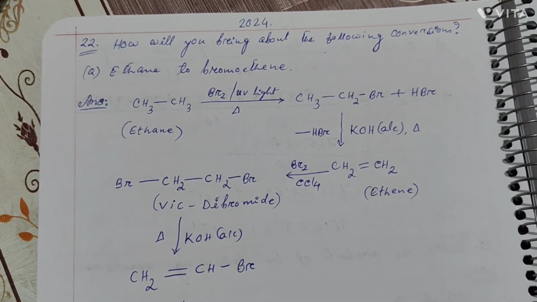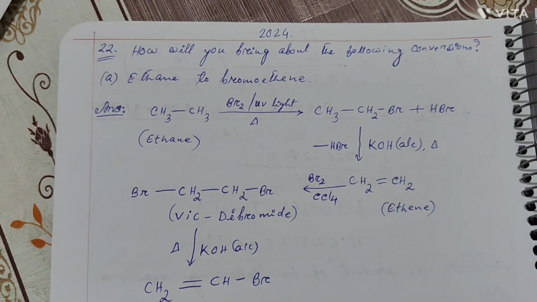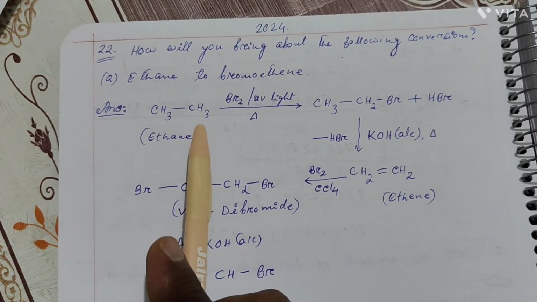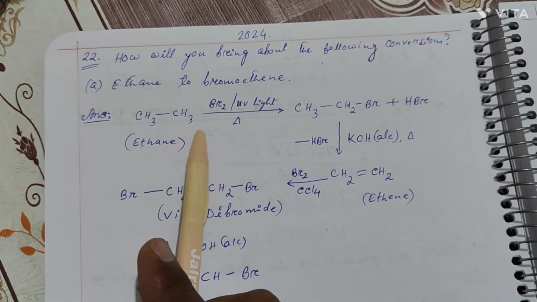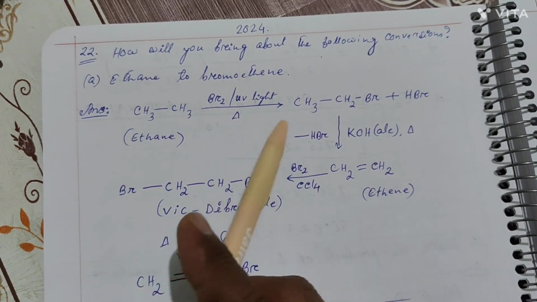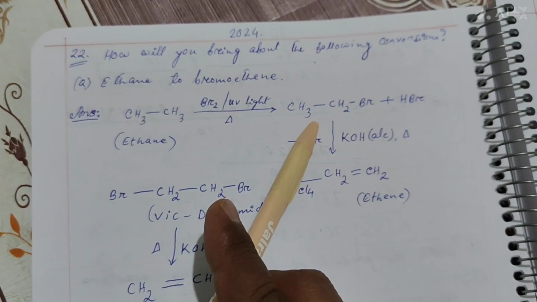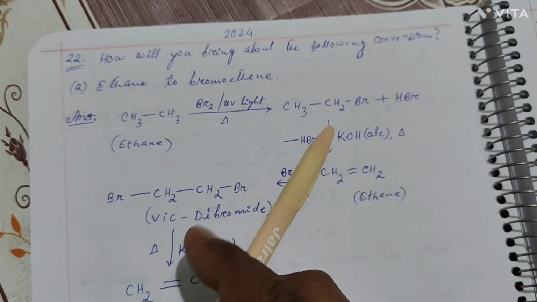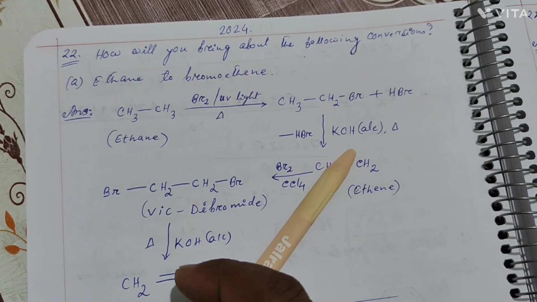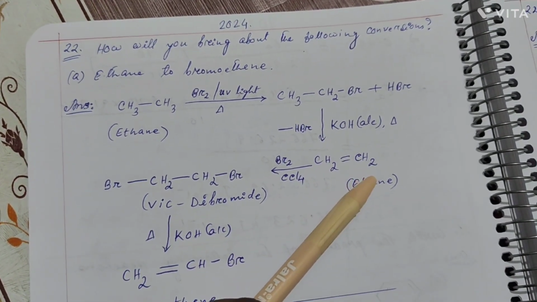How will you bring about the following conversions? Ethane to bromoethane. This is the ethane, CH3. React ethane with bromine in presence of UV light and heat. The product bromoethane will form along with HBr. Then react it with alcoholic potassium hydroxide. Ethene will form, CH2=CH2.